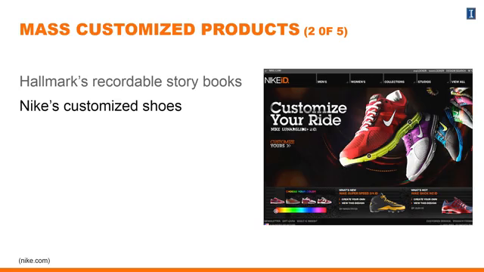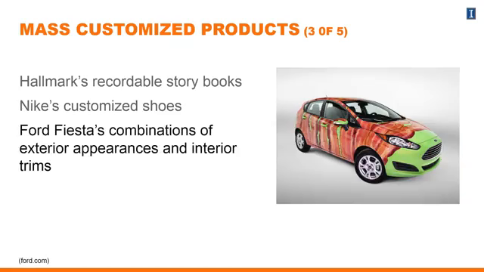Another example that you may be familiar with is customized shoes from Nike. How is Nike able to achieve this? Again, using information technology involving the customer and having a production process that makes some products in a mass production environment, in a make-to-stock kind of environment, and then customizes at the end based on different aspects that a customer is able to choose.